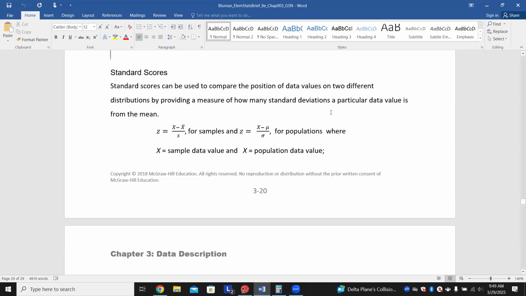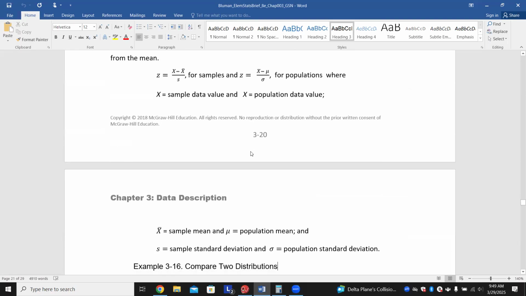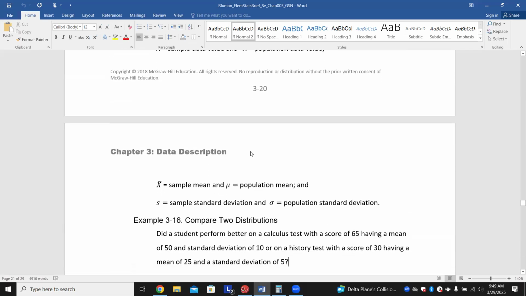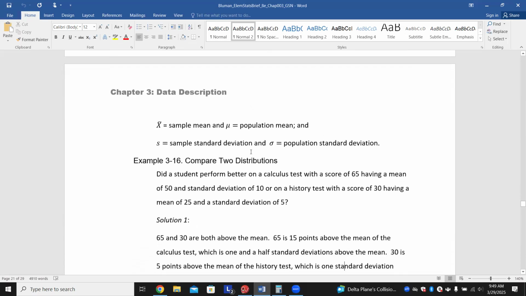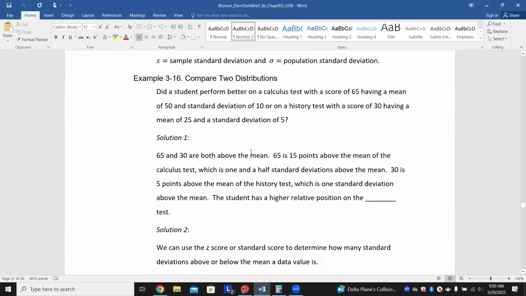It's the same concept when dealing with a population, just the symbols change: the value you're looking at minus the mean, divided by the standard deviation. So again, x is sample data, and x is population data. The x bar, remember, means sample mean. Mu means population mean. Lowercase s is your sample standard deviation, and lowercase sigma is the population standard deviation.